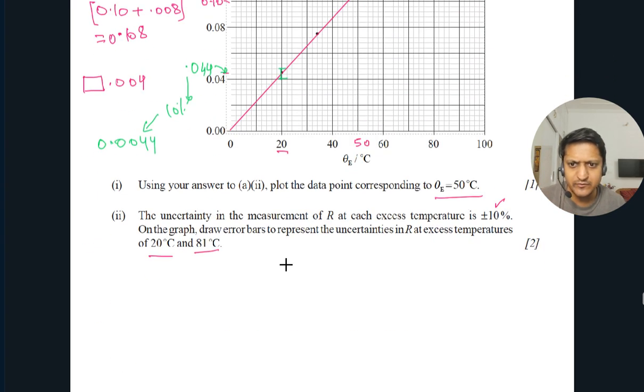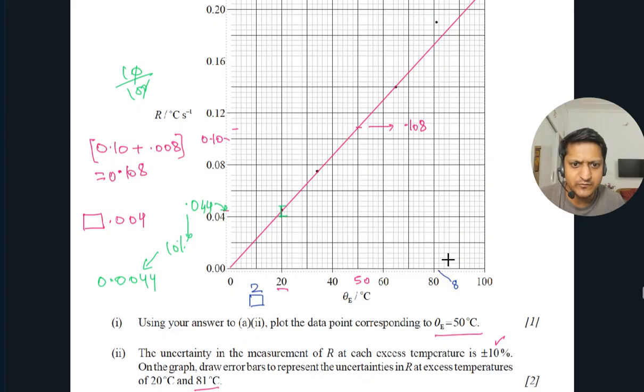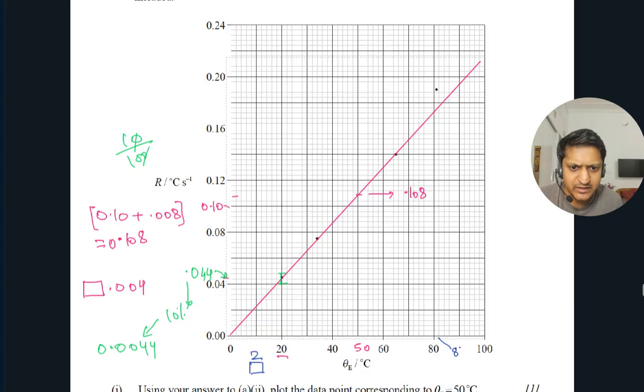Then we need to plot it for 81. So 81 is here. We will take another color, as this color is not that visible. Here is 81. This will be like 10 boxes for 20, so one box for 2. So 81 will be in between, within one box. So this point is already at 81. We need 10% of that for the error, and 10% of 81 becomes 8.1. So 8.1 is the error.